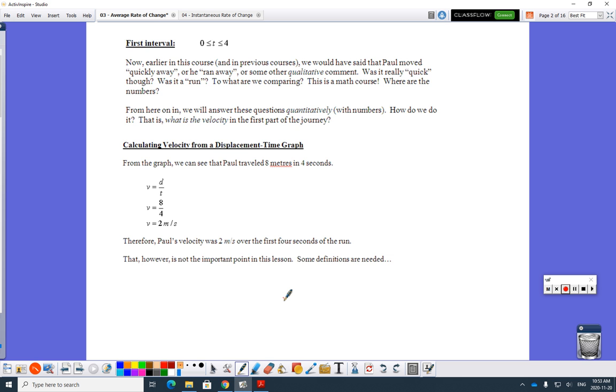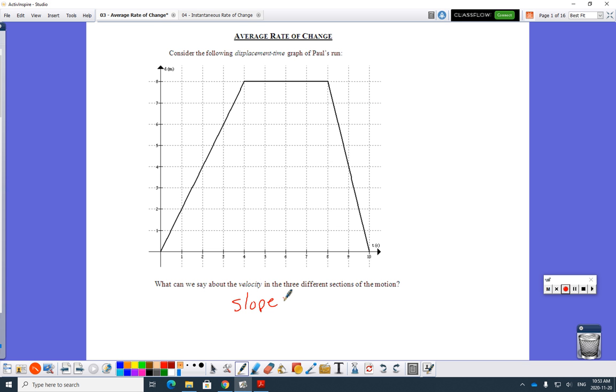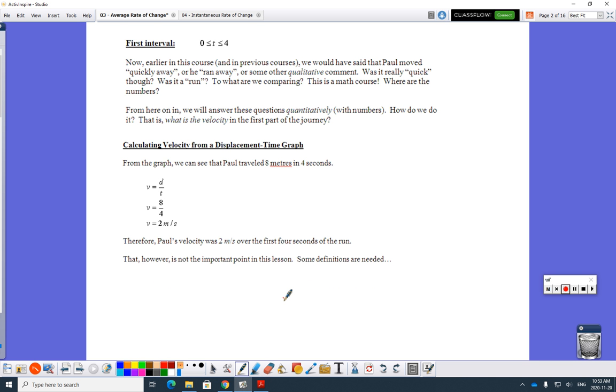Now, the question is, was it really quick? Just because the slope looked bigger than other slopes, was it really fast? How do we know? We don't really know what fast is. And those kind of qualitative words, we're going to try and get rid of those. It's not our place to comment on how fast he was going. We want the number, okay? So where are the numbers? From here on in, we'll answer these questions quantitatively. And if you haven't seen that word in other courses in science and so on, quantitatively means give me a number to talk about, okay?